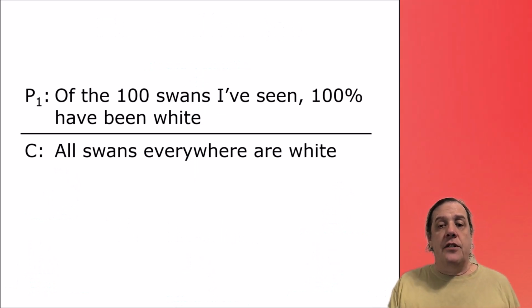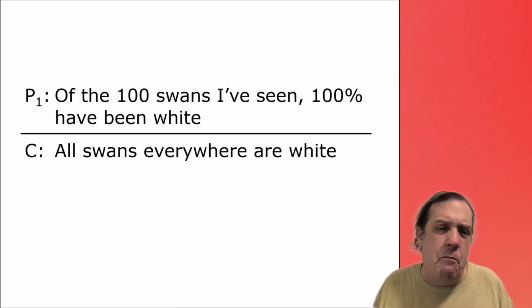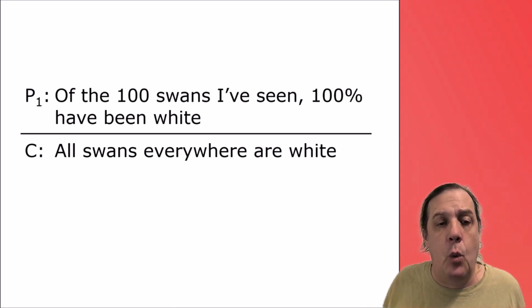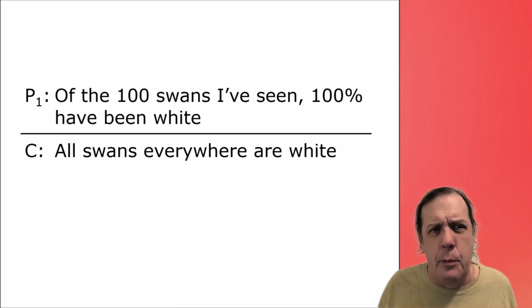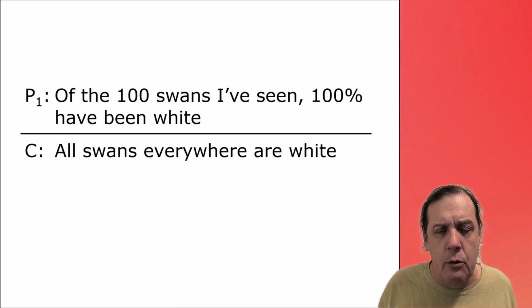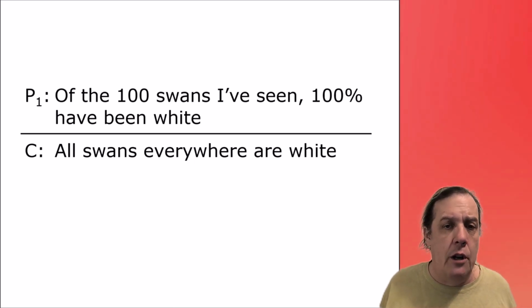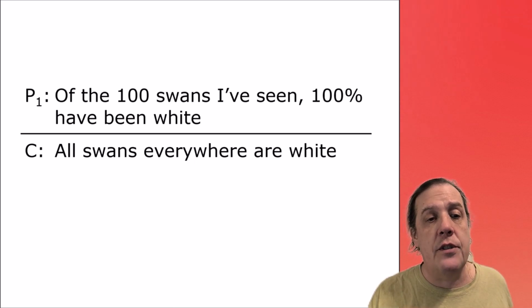We can imagine putting this inference in standard form like this. P1. Of the 100 swans I've seen, 100% have been white. And we really just need that one premise. We could divide it up into 100 separate premises, but that would be tedious. We just say, of the 100 swans I've seen, 100% have been white. Therefore, all swans are white, right? So this is an argument with a single premise and a conclusion.